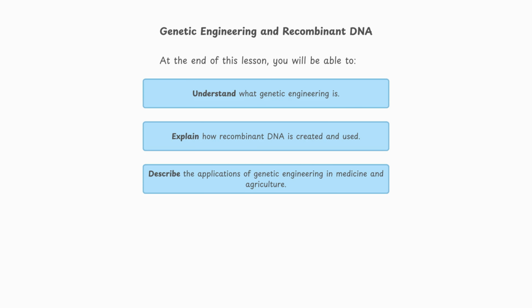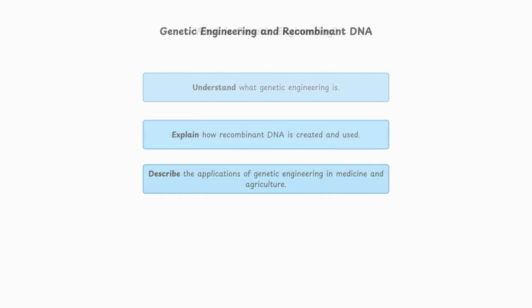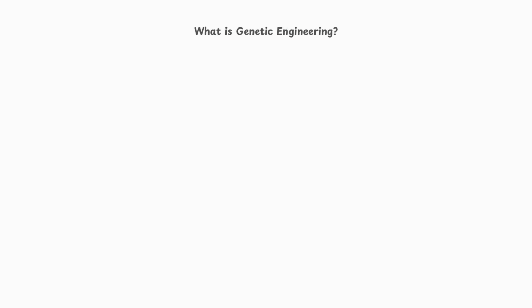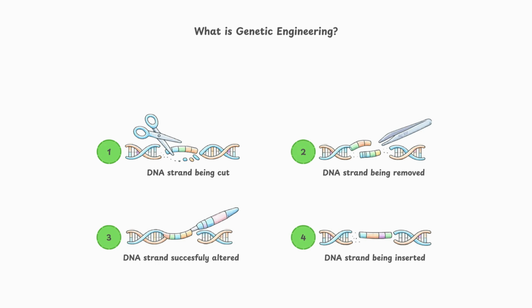Let's explore how genetic engineering and recombinant DNA allow scientists to change the genetic code of living organisms to create useful traits. Think of genetic engineering as a copy and paste tool for the blueprint of life. Every living organism, from a tiny blade of grass to a human being, contains DNA, which holds the instructions that control how it grows, develops, and functions.